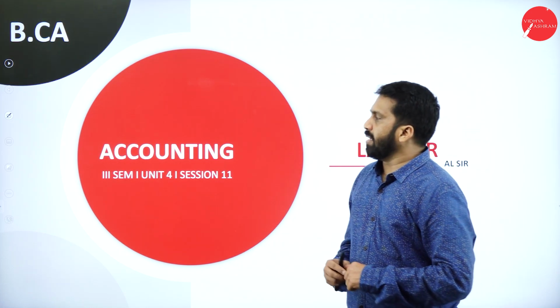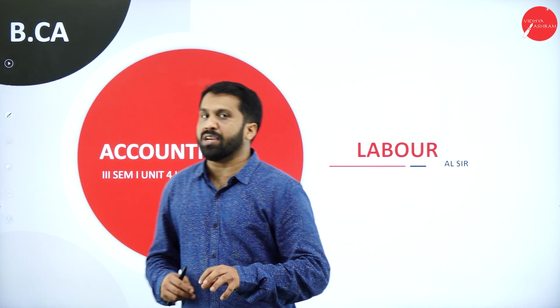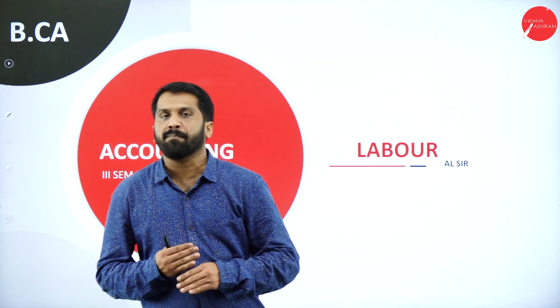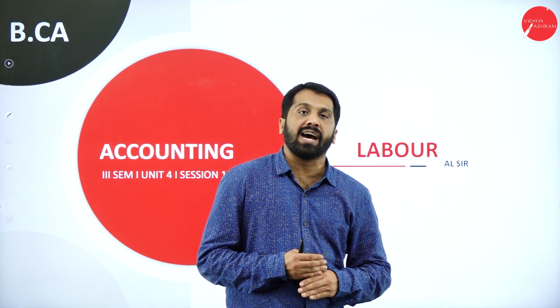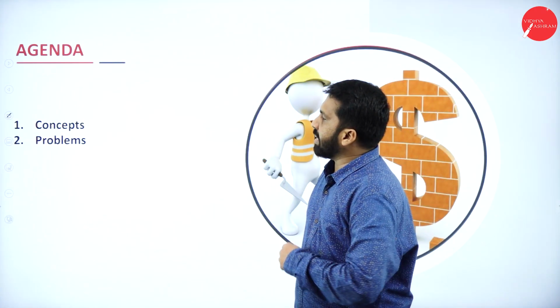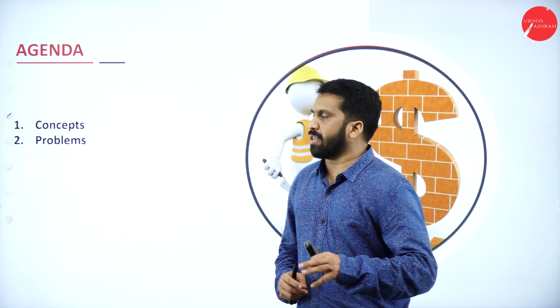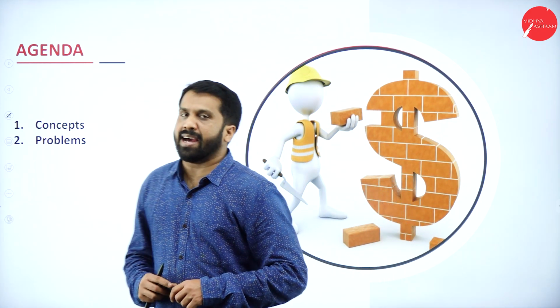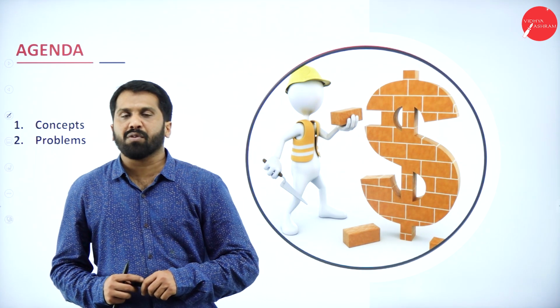In the Halsey as well as Rowan plans, we remember the formula. For the Halsey plan we have a separate formula, and for the Rowan plan we have a separate formula. We'll go for that. What is the agenda for the day? The agenda for the day is very simple. First thing, we will understand the concept, and later we will go for problems.